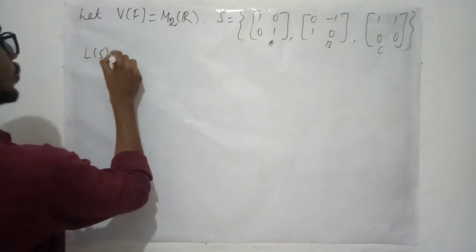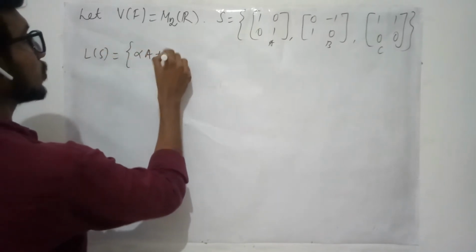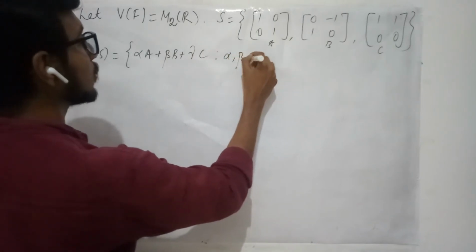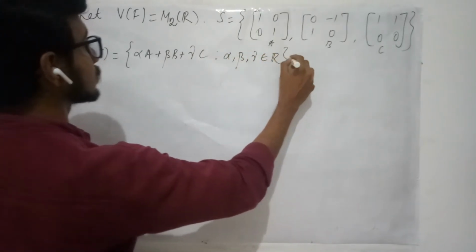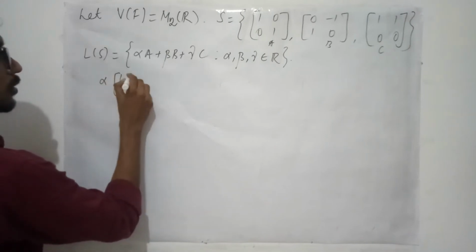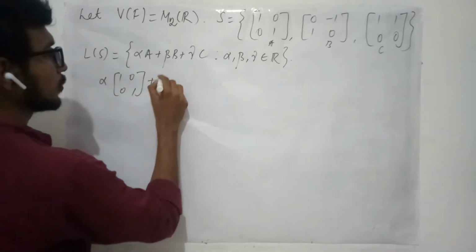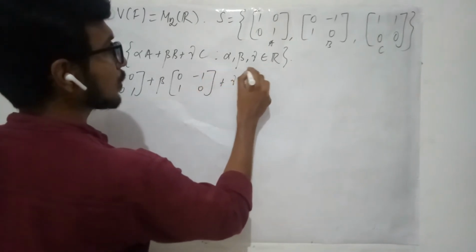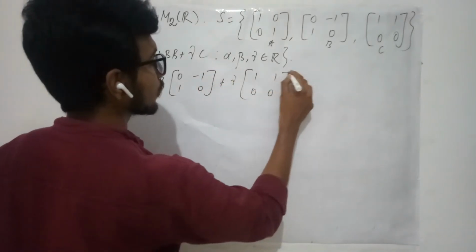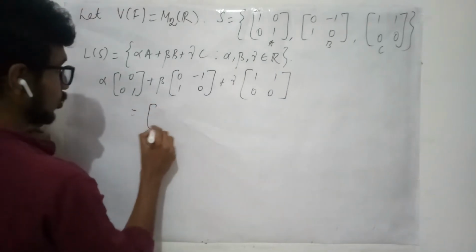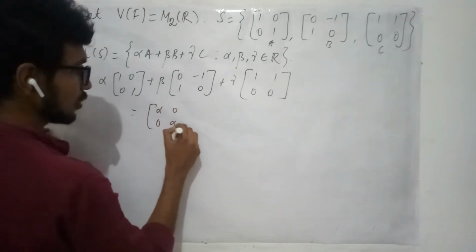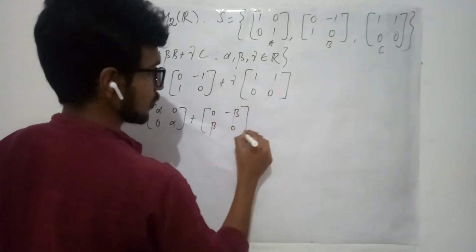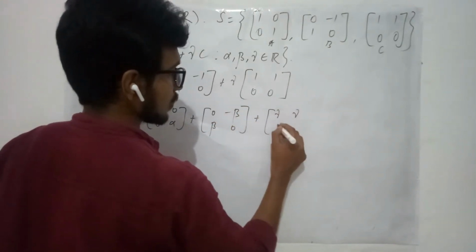L of S is going to be alpha times A plus beta times B plus gamma times C, where alpha, beta, gamma are real entries. So alpha times of [1 0; 0 1] plus beta times of [0 -1; 1 0] plus gamma times of [1 1; 0 0], and this is going to be [alpha 0; 0 alpha] plus [0 -beta; beta 0] plus [gamma gamma; 0 0].